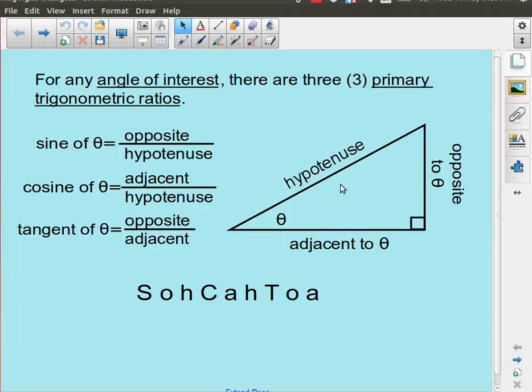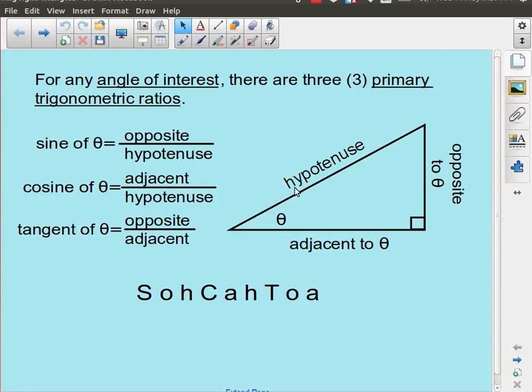For this lesson, we're going to be continuing looking at trigonometric ratios and how we can use trigonometry in right-angled triangles. So what we've covered so far, just the trigonometric ratios themselves. We've got our definitions of sine, cosine, and tangent. And the mnemonic that we use to remember those is SOHCAHTOA. Sine is opposite over hypotenuse, which we have here. Cosine is adjacent over hypotenuse. And tangent is opposite over adjacent.